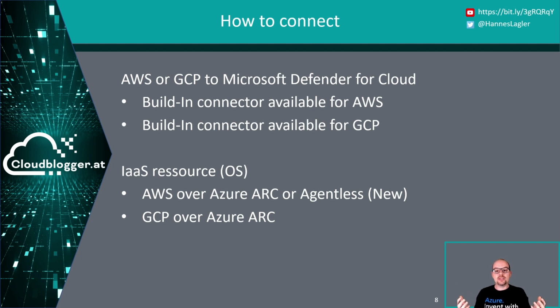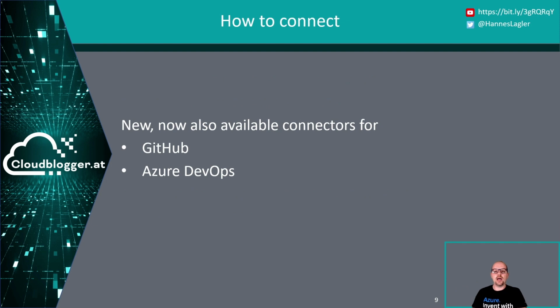For GCP at the moment, there's only the Azure Arc option available for the infrastructure, for the OS environment. Maybe in the future there will also be an agentless scan available. And for GCP there is also a built-in connector available to scan not only the infrastructure but also your environment. There are two new connectors available: one for your CI/CD pipelines in GitHub, and the second one for your CI/CD pipelines and the configuration for Azure DevOps. But these two connector options are out of scope for today's live demo.